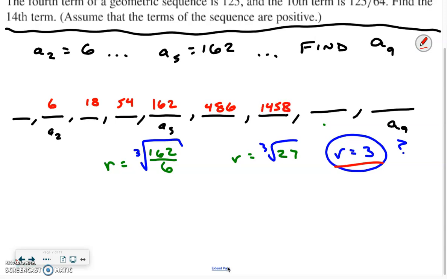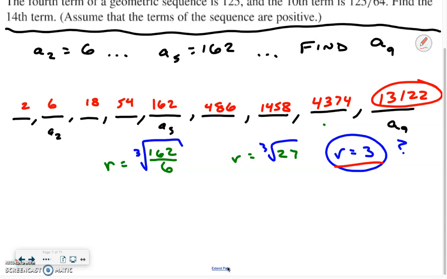1458. Times 3 is 4374. And times 3, my answer is 13,122. For a complete list, I'm not going to multiply by 3, but divide by 3 to get that first term, which is 2. Okay? But again, we were just asked to find the ninth term, and we did it.